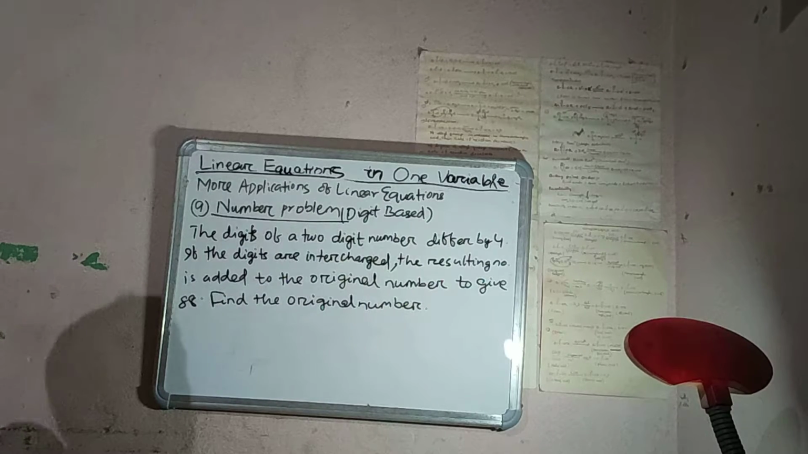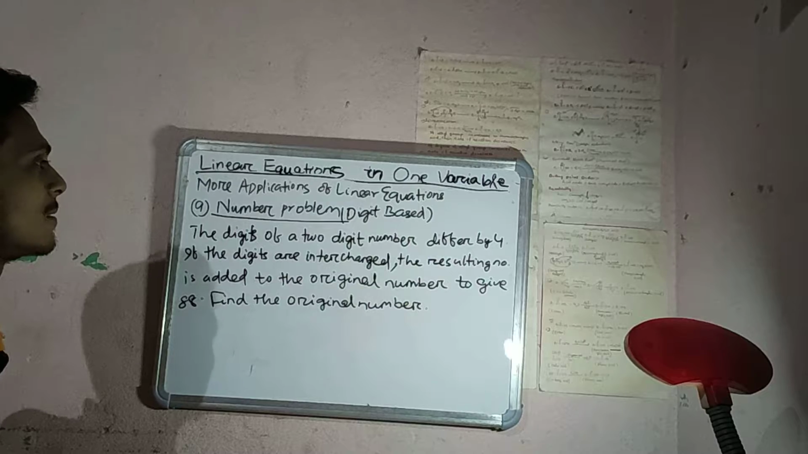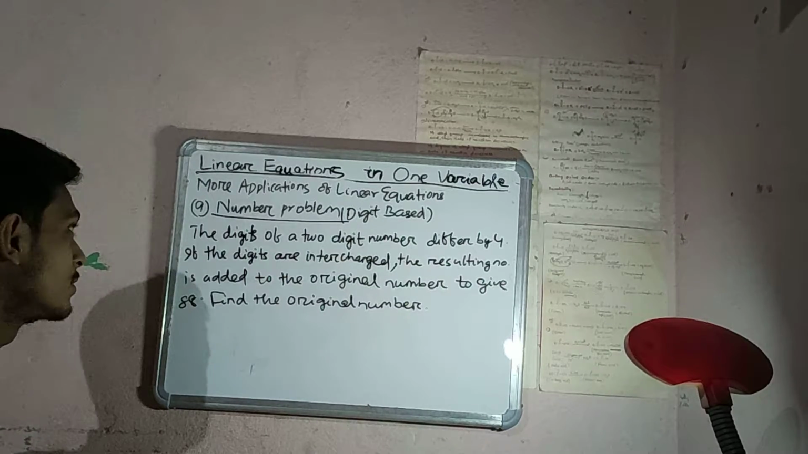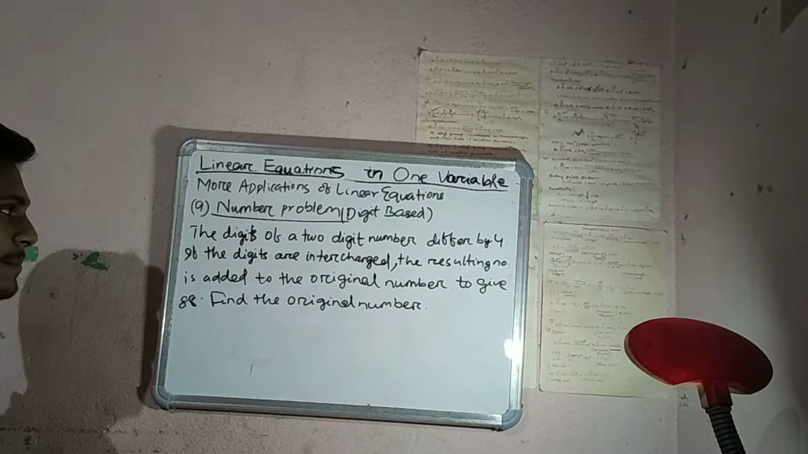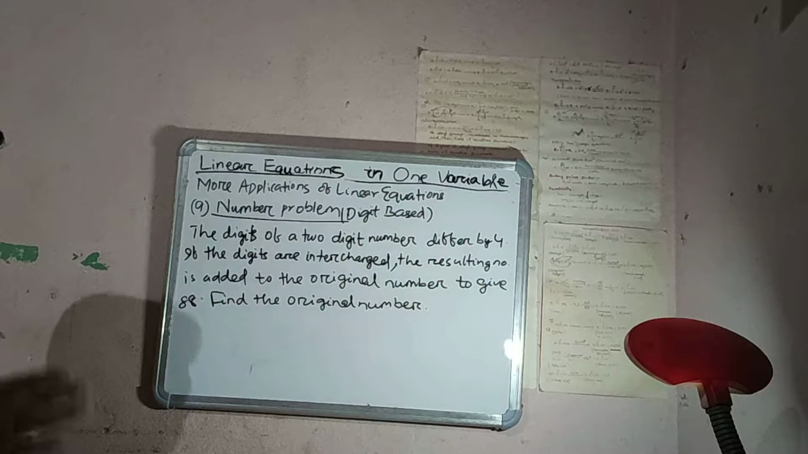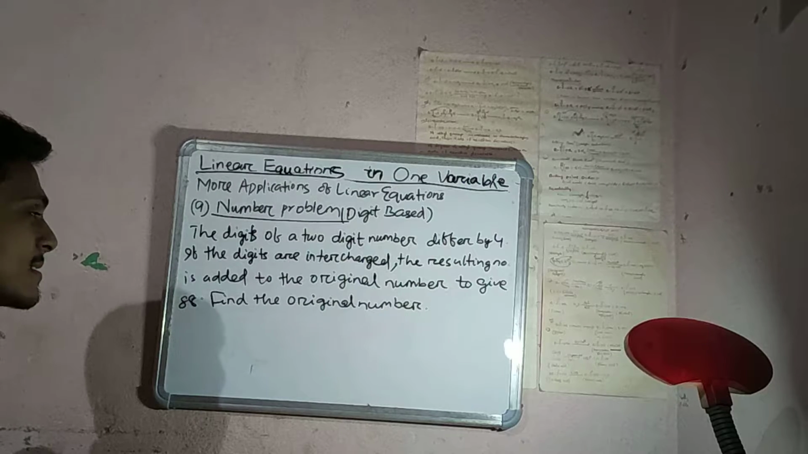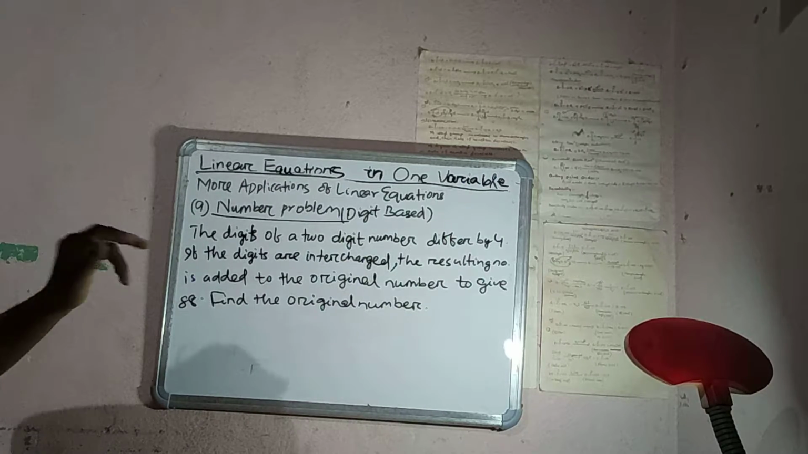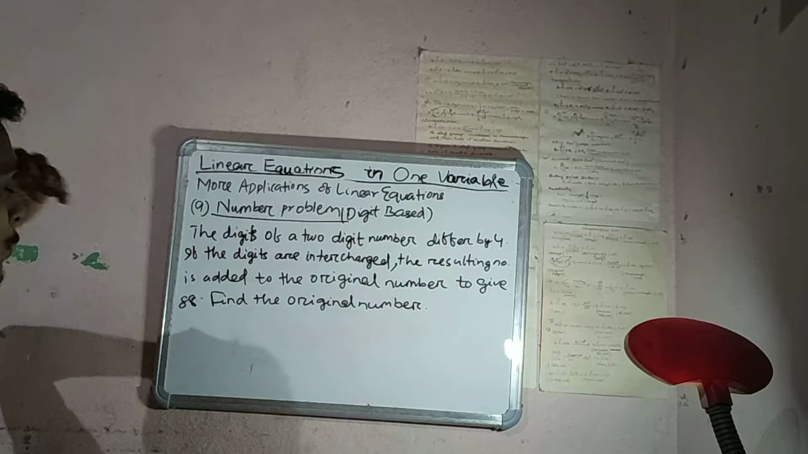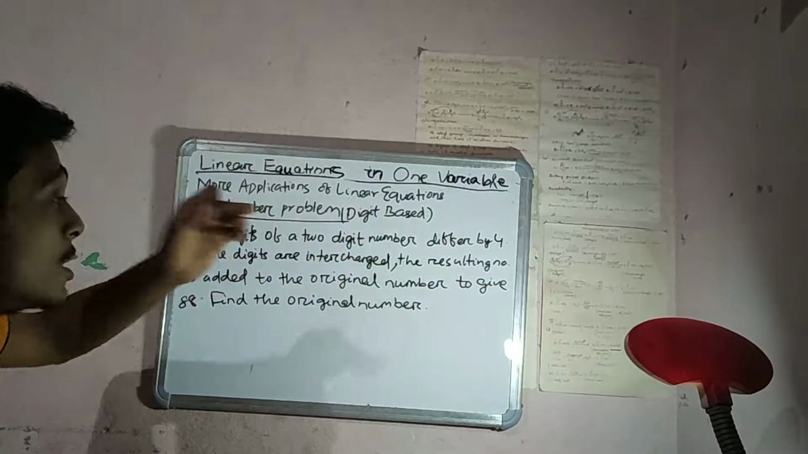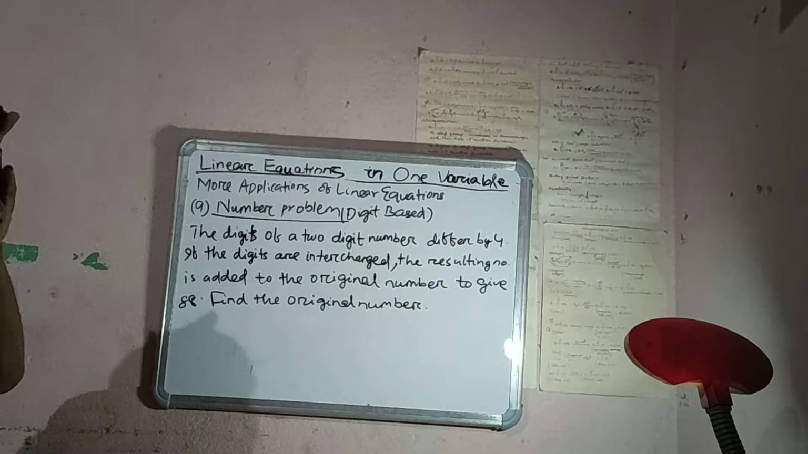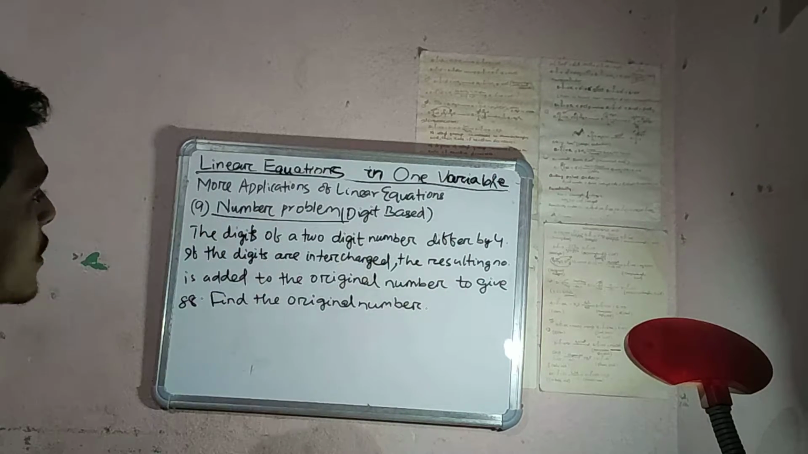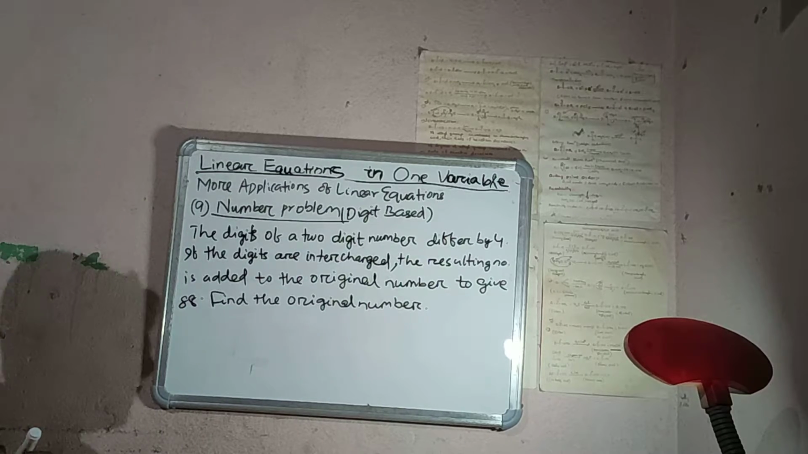Today the topic is the linear equation in one variable and the applications of linear equation. More applications of linear equation. Previously, we have discussed a total of 8 types of problems or applications in the previous classes. Today the next application is a more advanced application of linear equation using an equation containing variables on both sides. So this is a number problem, that is digit based.